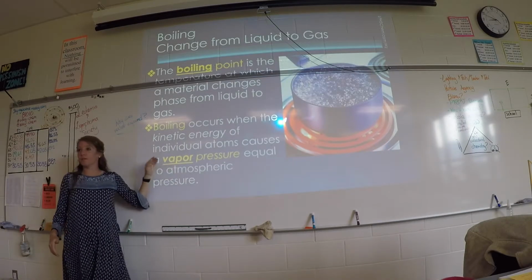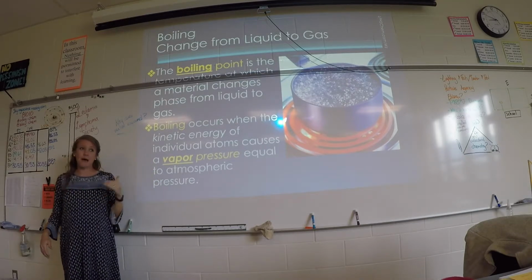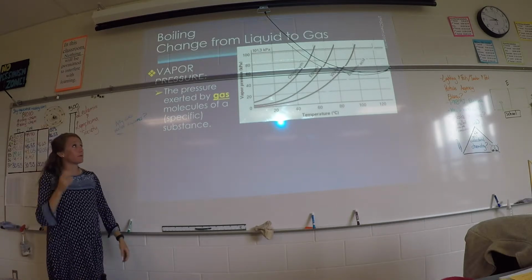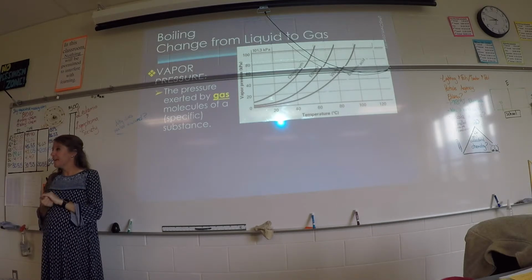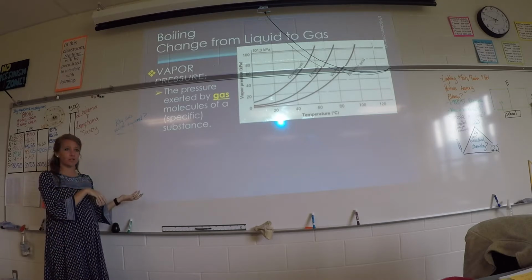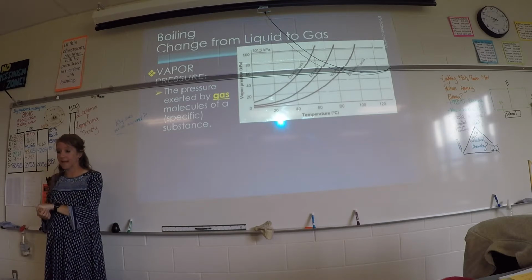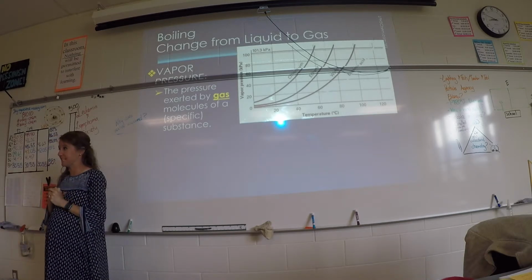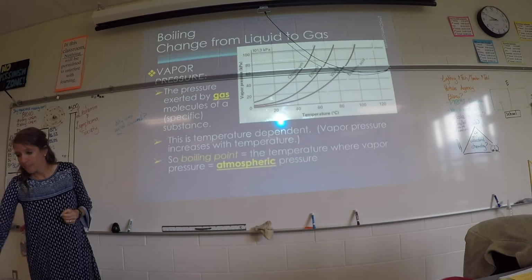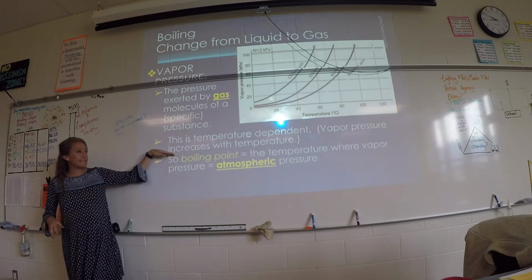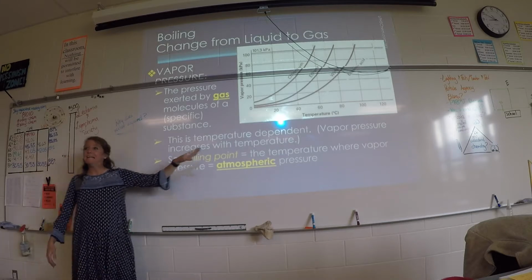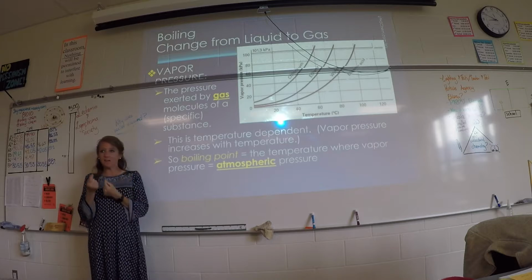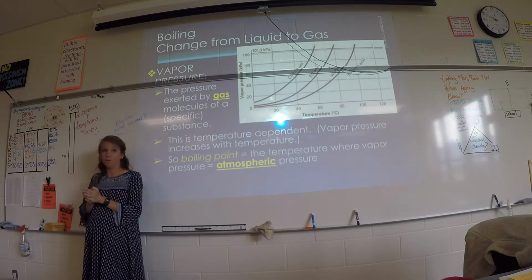So in order for something to boil, the vapor pressure has to equal the atmospheric pressure. Okay? So this right here is known as a vapor pressure diagram or graph, and it can show us at particular pressures what something boils at. So the vapor pressure is the pressure exerted by gas molecules of a specific substance. In a sense, boiling point is the temperature where vapor pressure equals the atmospheric pressure. So when those two things are equal, then something will boil.